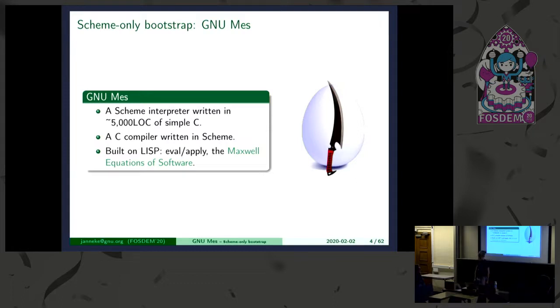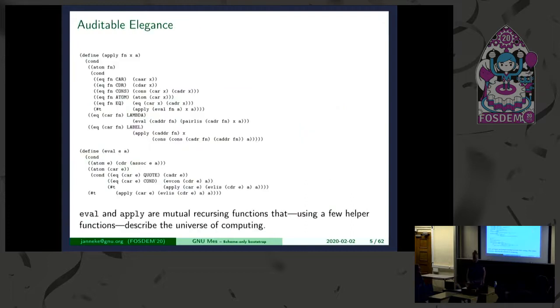MesCC is a C compiler written in a subset of Guile Scheme. And it comes with Mes, which is a Scheme interpreter written in C. From the early days of computing, we know that Lisp is a good way to make the jump from a low-level language into a high-level elegant language.